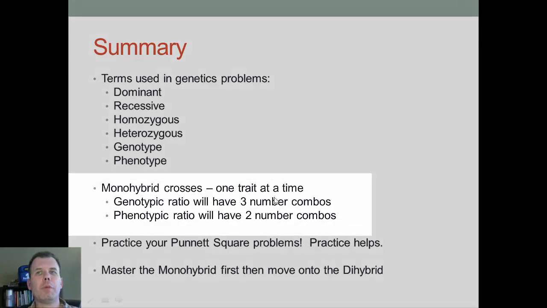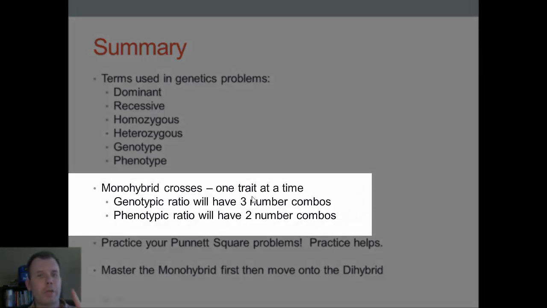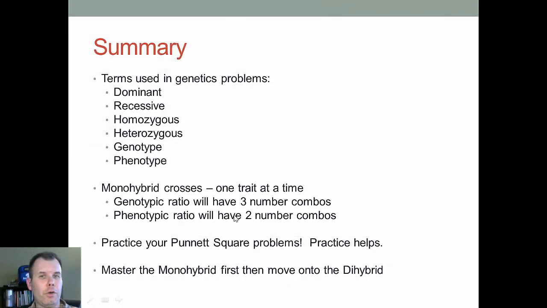Monohybrid crosses look at one gene at a time, looking at the different versions. Genotypic ratio means that you'll have 3 numbers associated. This is concerning the letters: big T big T, big T little t, little t little t. Phenotypic ratio is always the appearance, and that typically has 2 numbers. Are you green or yellow, tall or short, blue eye, brown eye?